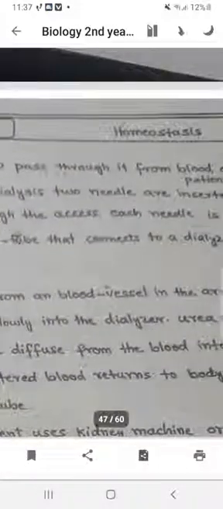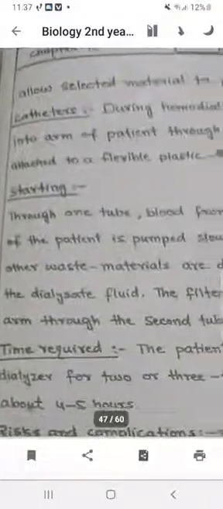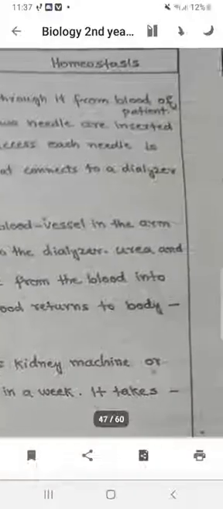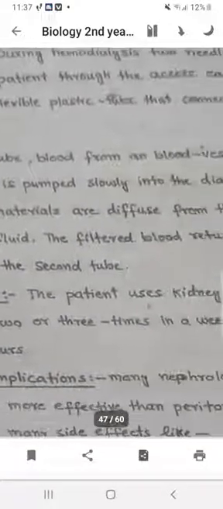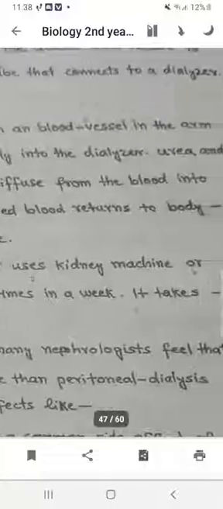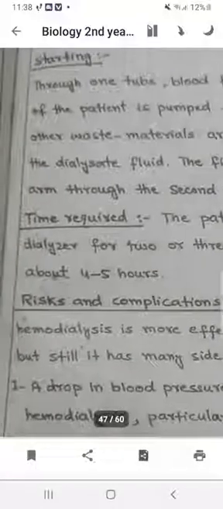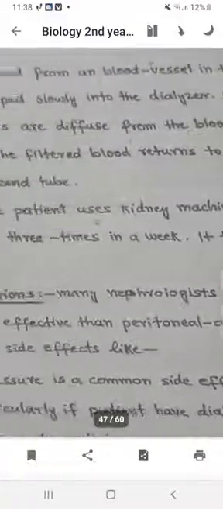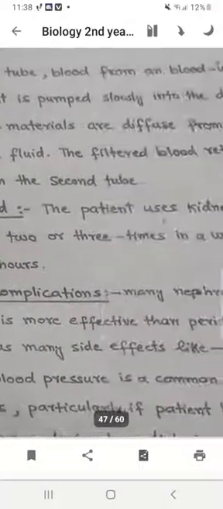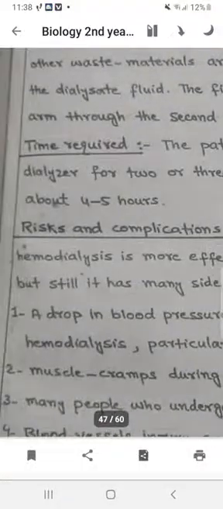Catheters. During hemodialysis, two needles are inserted into the arm of the patient through the access. Each needle is attached to a flexible plastic tube that connects to a dialyzer. Blood from a blood vessel in the arm of the patient is pumped slowly through one tube into the dialyzer. Urea and other waste materials diffuse from the blood into the dialysate fluid. The filtered blood returns to the arm through the second tube. Time required. The patient uses the kidney machine or dialyzer 2 or 3 times in a week. It takes about 4 to 5 hours.